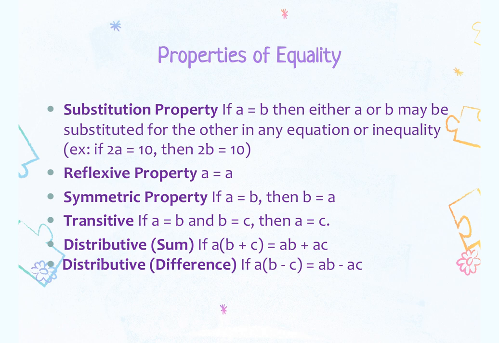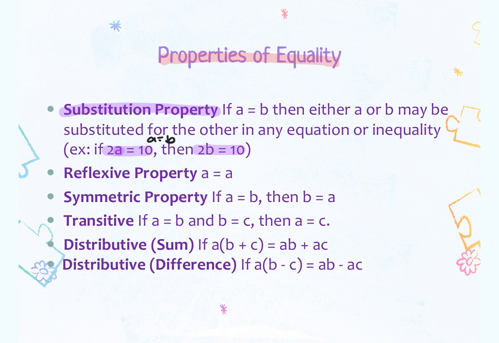Okay, continuing with our properties of equality, here's some more. The next one is the substitution property, and that says if A equals B, then either A or B may be substituted in for the other value in any equation or inequality. For example, if 2A equals 10 and A equals B, then in place of that A, I could put the B. So 2B would equal 10.